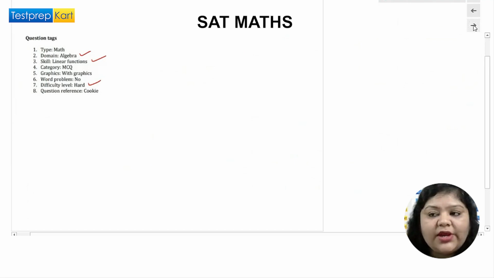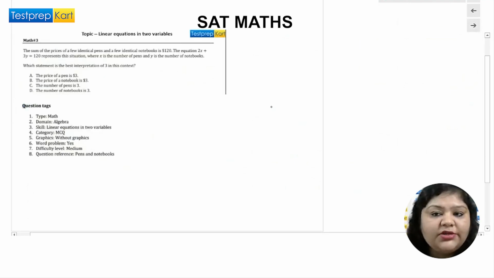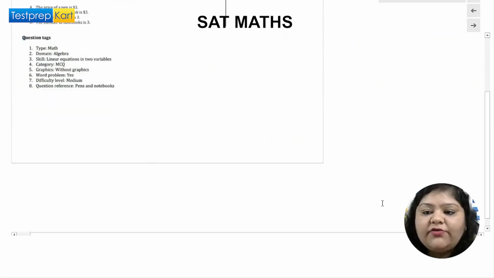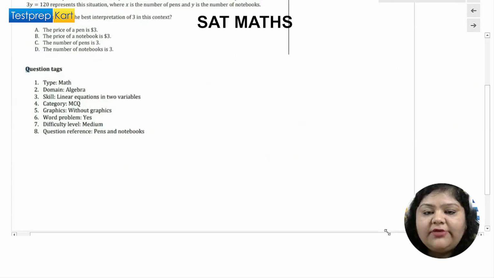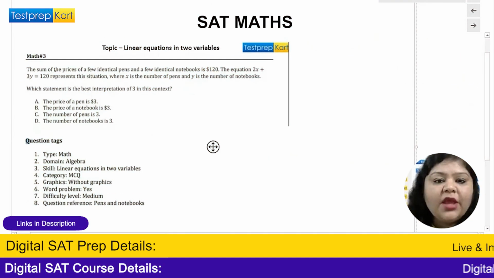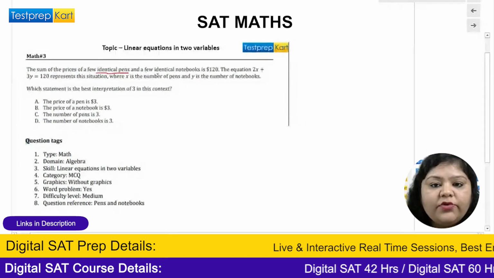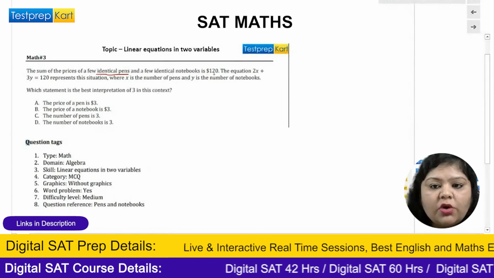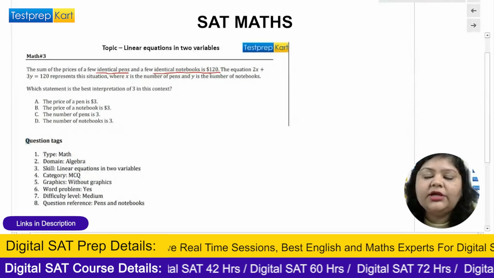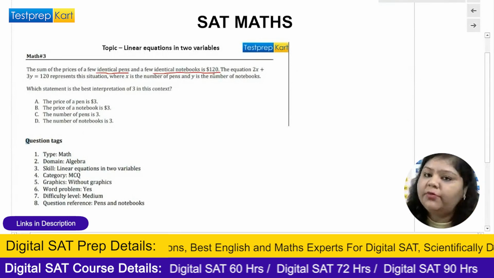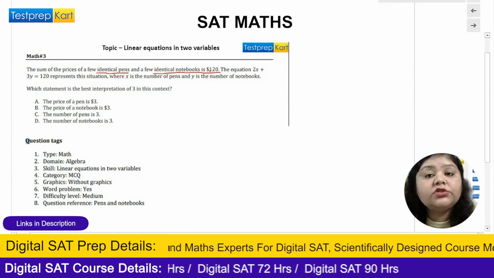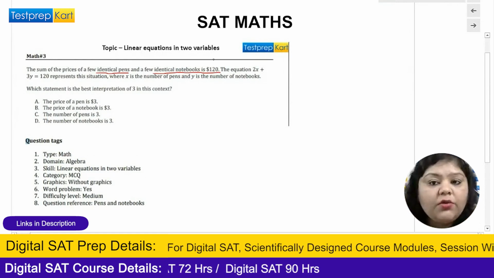So let's just move ahead to the next question, which is question number 3. Again, let me scroll this a little bit so that you can see everything clearly. Question number 3 says the sum of the prices of few identical pens and few identical notebooks is $120. So there are a certain number of pens and a certain number of notebooks, and the sum of the cost of all of them is $120.